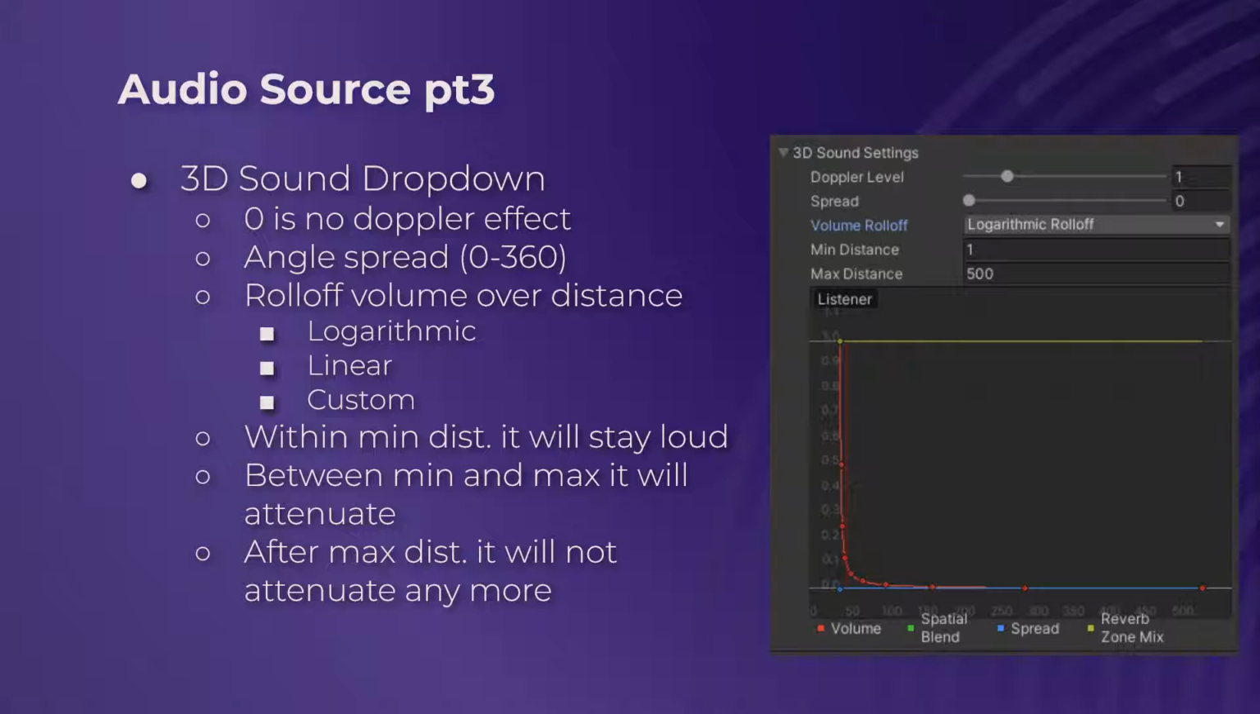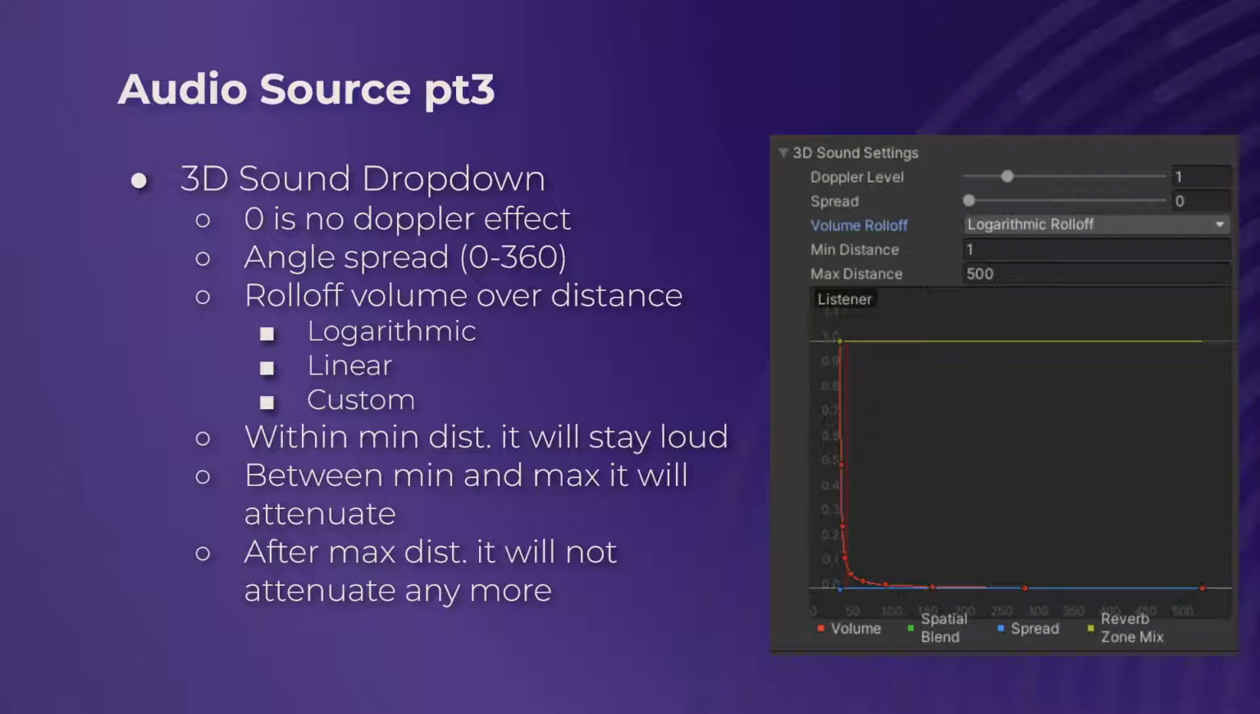Alright, and now the 3D sound settings. There's a lot of stuff. Doppler level, once again, 0 is no Doppler effect, and 1 is just general, but you can crank this up to ridiculous levels if you really want to. Angle spread, it goes from 0 to 360. It's basically the spread of the sound in 3D. Roll-off volume over distance. There's a couple of different settings for this. There's logarithmic, which is the default one, and this is generally what sounds act like in reality, where the distance doesn't really change the volume linearly. It's more of a logarithmic change.